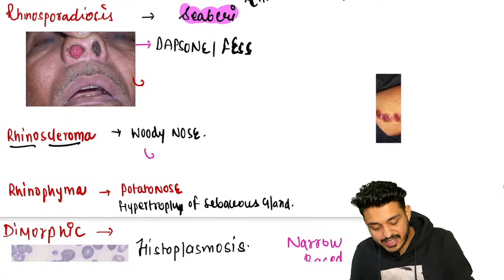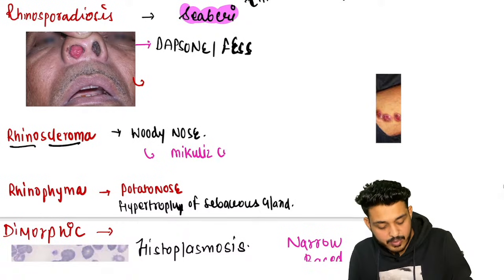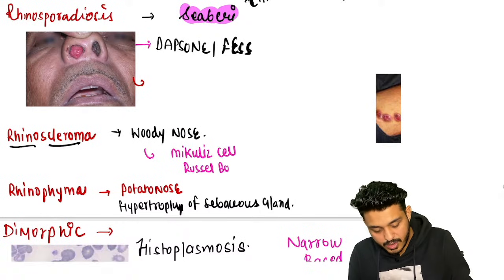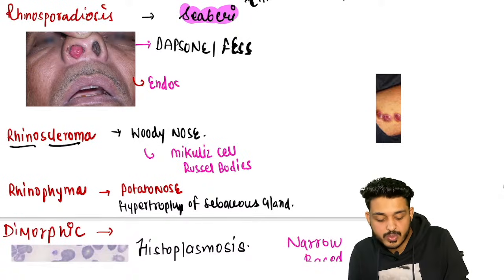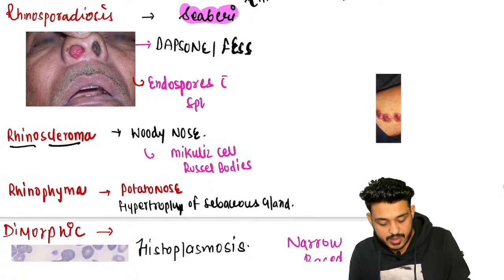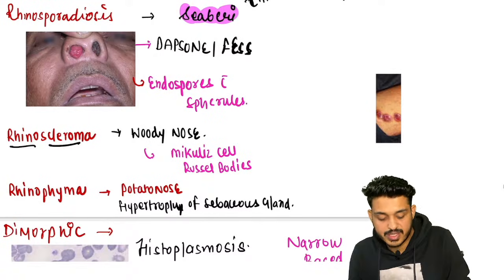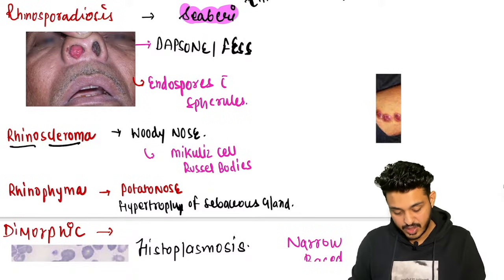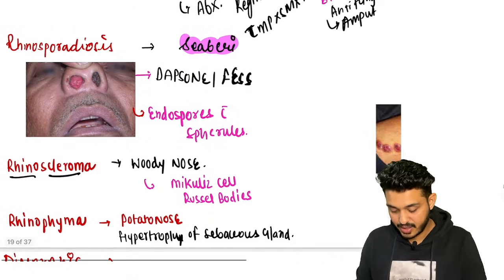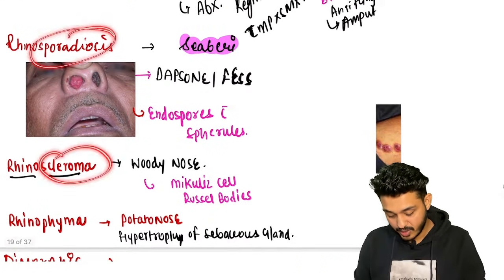And here on examination you will be finding what? Mikulicz cells. Very important question. And which bodies? Russell bodies. Mikulicz cells and Russell bodies. If you do histopathological examination in rhinosporidiosis, you will find spherules with endospores. This is the structure you will find here. So the answers are rhinosporidiosis, rhinoscleroma, rhinophyma.